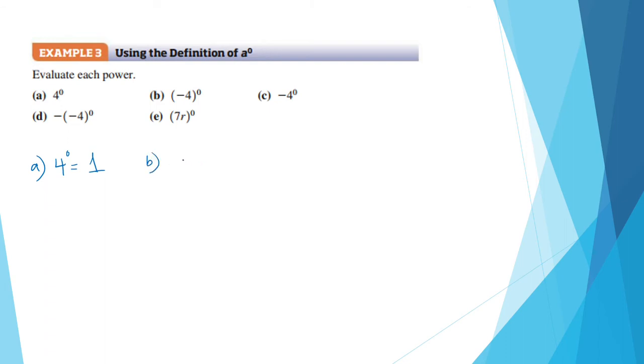Part B, negative 4 to the 0. Well, according to our definition, that's just 1. Part C, negative 4 to the 0.